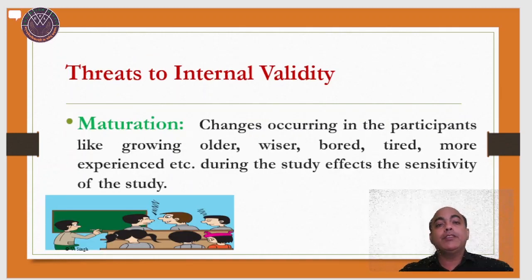Maturation is another factor which works as a threat and has an adverse effect on the study findings. Changes occurring in the participants with the passage of time, like getting tired, getting wiser, bored, or more experienced during the study, affect the sensitivity of the study and pose a threat to the experimental findings. Suppose with the continuous exposure to treatment, the experimental group becomes tired, and thus the natural outcomes may not be observed.